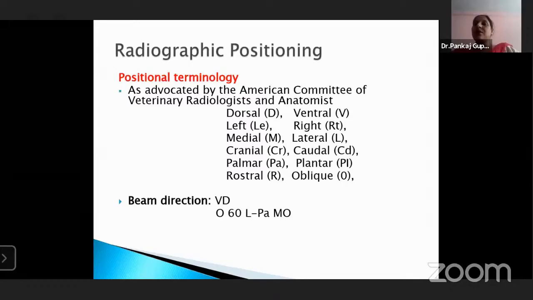We can also take the oblique radiographs. For oblique radiography, we must mention the angle of obliquity. For example, O60L means the radiograph is oblique. It should be 60-degree lateral so that the beam should exit from the palmaromedial aspect of a limb.